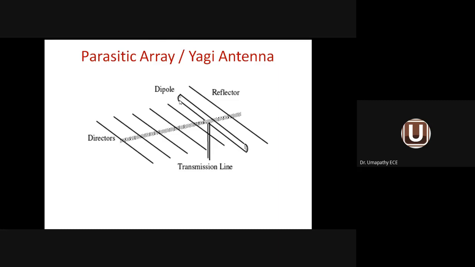So the director and the reflector are the parasitic elements. Parasitic element means they don't depend upon themselves. They depend upon the dipole for excitation. That is why it is called parasitic element. Only one active element, the dipole, is there. The total antenna is called parasitic array or Yagi antenna.